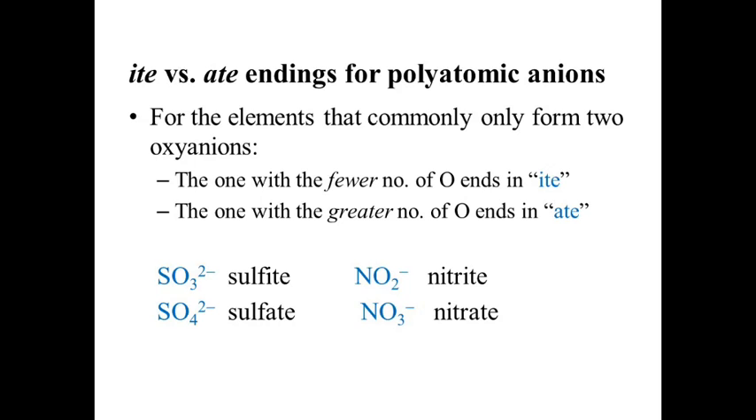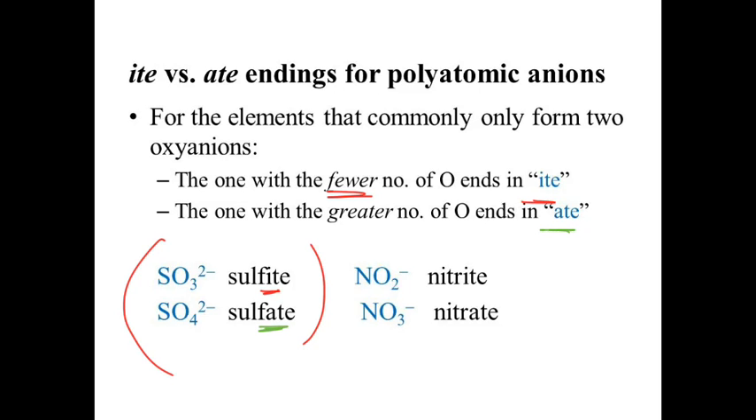Now, if we group them, we do see a trend. If you group the sulfur, you see a trend that ites always have fewer oxygen than ates, relatively speaking, with that particular atom. So we have sulfite, SO3 2 minus. We have sulfate, SO4 2 minus. Now, it took me a while, but the cool thing is they both have the same charge. You're like, yes. Okay, so that's good.